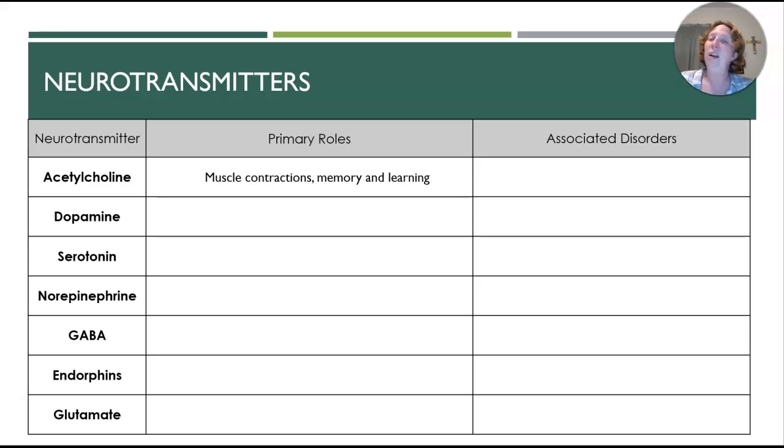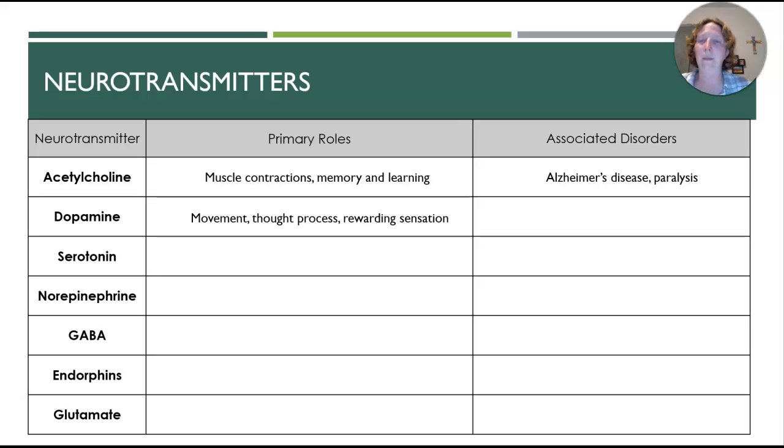Acetylcholine, like I just said, is in charge of muscle contractions. It's also involved with memory and learning. If you have too much or too little, you might end up with Alzheimer's disease or paralysis.